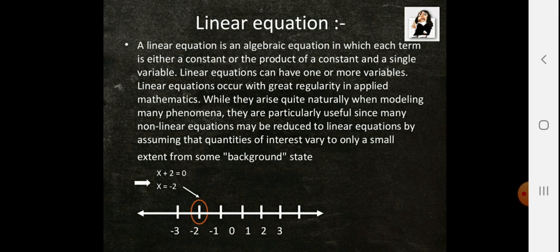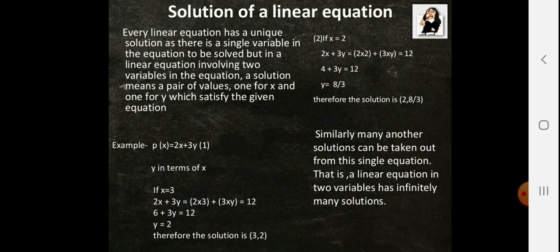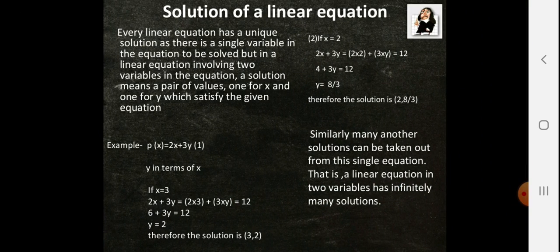So x plus 2 is equal to 0. So value of x is minus 2. You can place that value on the number line. Now, how to find the solution of a linear equation? Every linear equation in one variable has a unique solution as there is a single variable in the equation to be solved, but in a linear equation involving two variables, a solution means a pair of values, one for x and one for y, which satisfy the given equation.